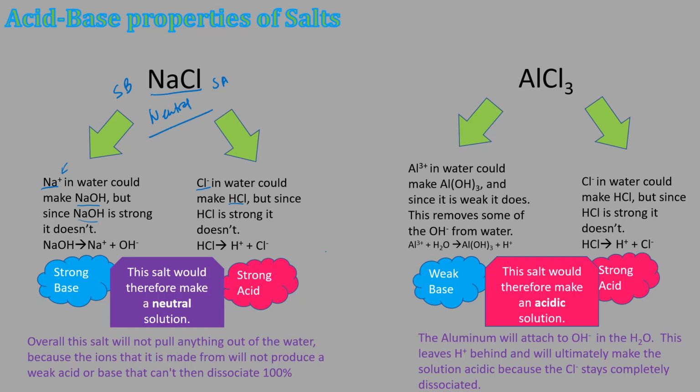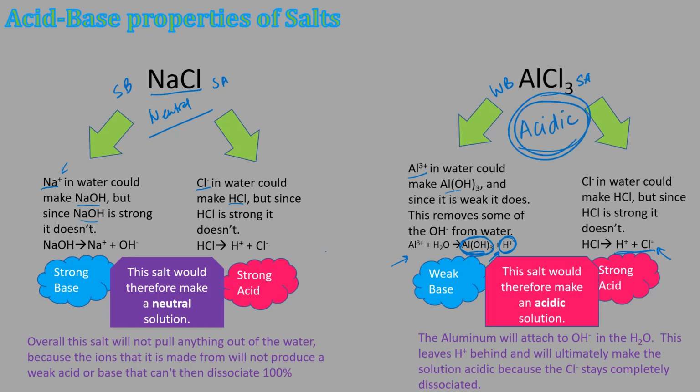All right, and then for aluminum chloride, aluminum in water could make aluminum hydroxide. Now that's weak, right? So it makes a weak base and it stays together in solution. Now Cl does not. It dissociates completely, so this is going to be a strong acid. Since this takes the hydroxide out of the solution, that hydroxide is no longer part of the water anymore, and this didn't take anything out because it completely dissociated back to hydrogen and chloride, that means this is going to be acidic.